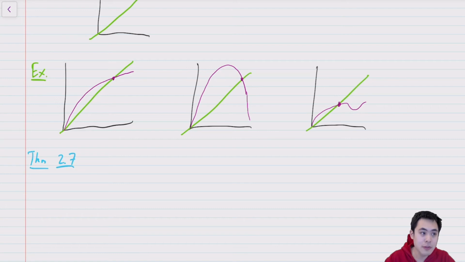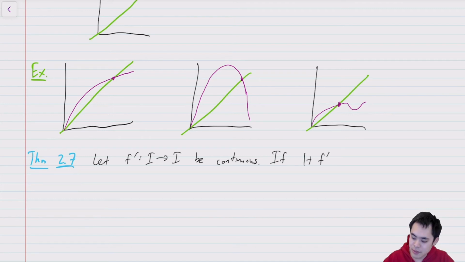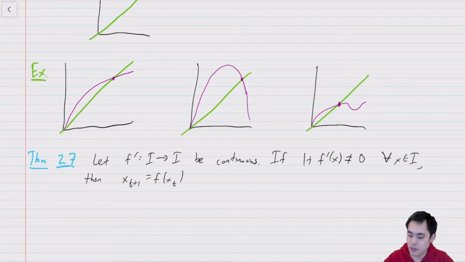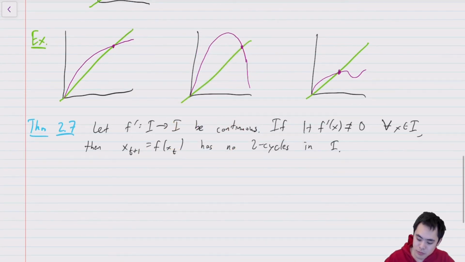This is 2.7. So we're going to let f prime from I to I be continuous. So if we have a continuous first derivative, if 1 plus f prime of x is not equal to 0 for all x in I, then x sub t plus 1 equals f of x sub t. So this difference equation has no 2 cycles in I. Oh, and we can prove this.